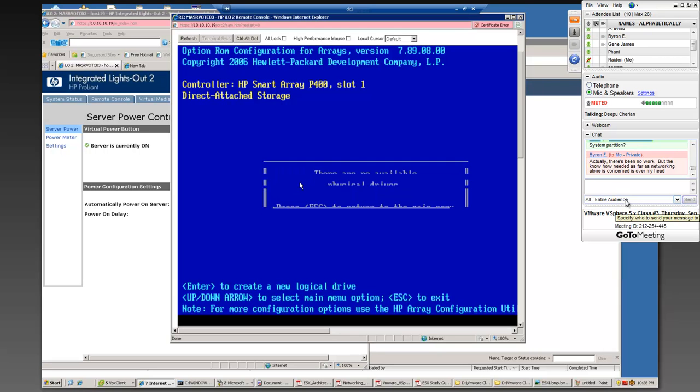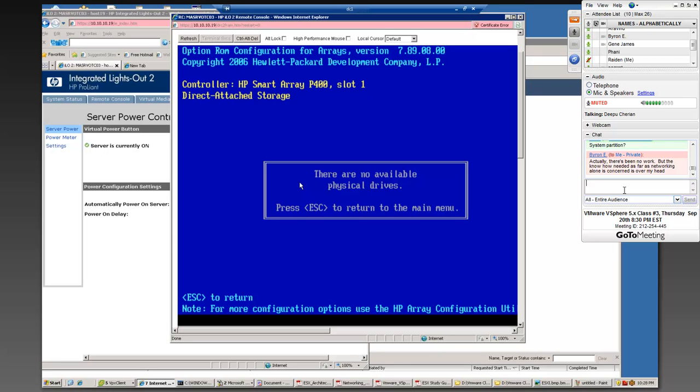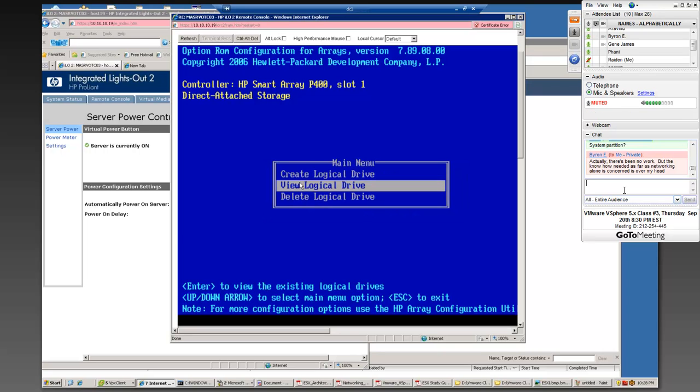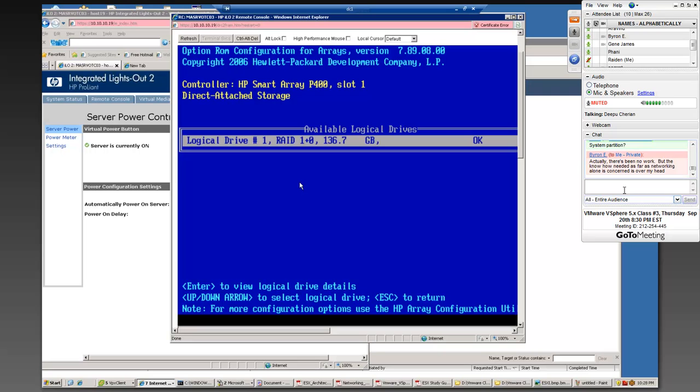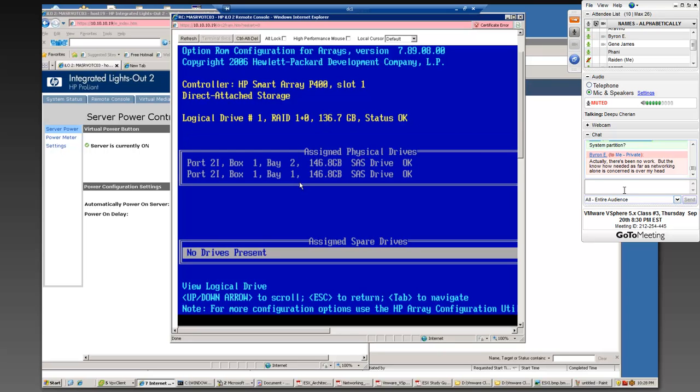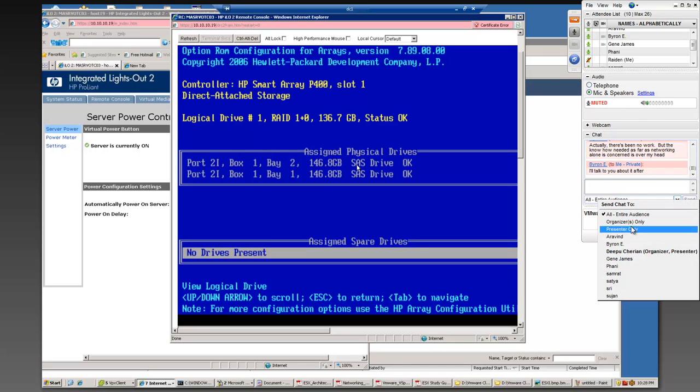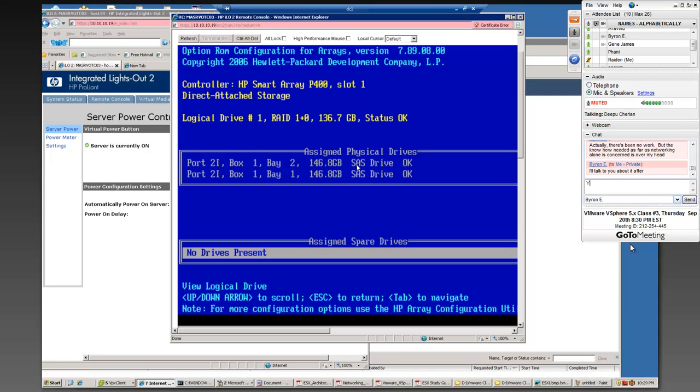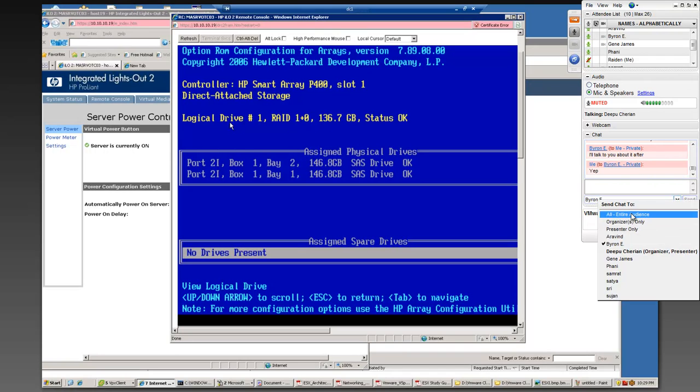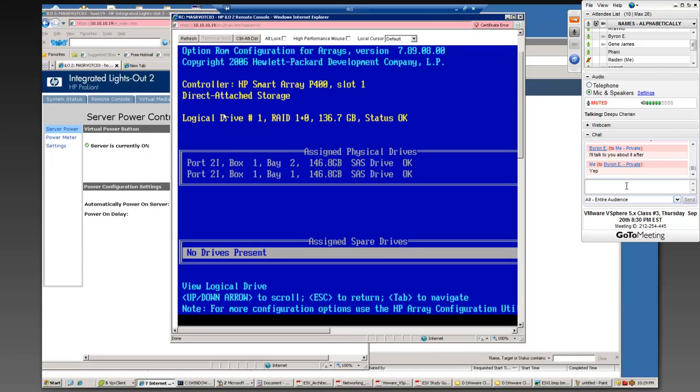Press enter. Now if I go to create logical drive, you can see that there are no more drives available, because there are 2 drives and I already used both of them. Now if you go to view logical drives, you can see the logical drive 1, it's RAID 1. Total size is this, and it consists of 2 physical drives. So you use 2 physical drives to create a logical drive. Whatever you create using the RAID is called a logical drive, and the physical drives are called physical drives itself. Is that clear?